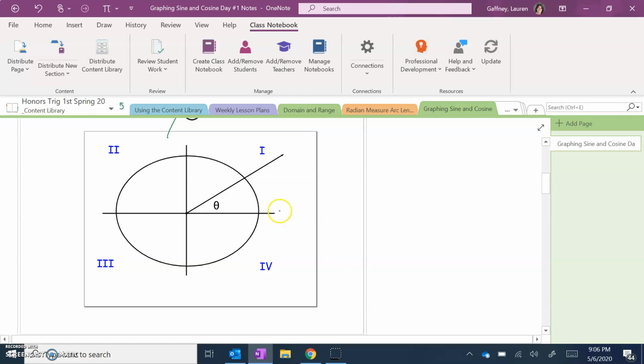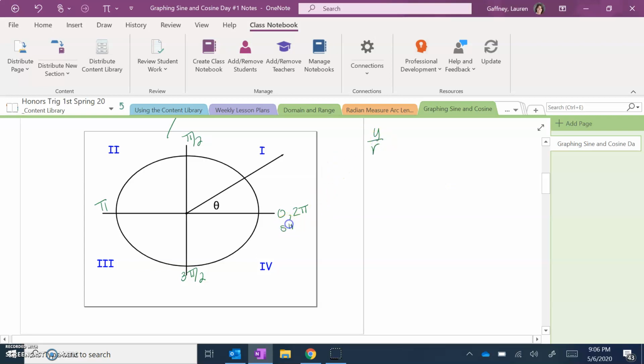Okay, so this in radians was 0 and 2 pi. This was pi over 2. This was pi, and this is 3 pi over 2. Okay, so let's talk about some values for sine. Remember, sine was y over r.